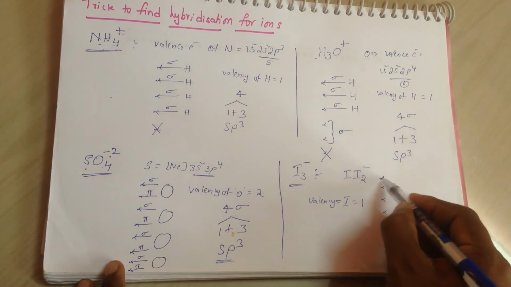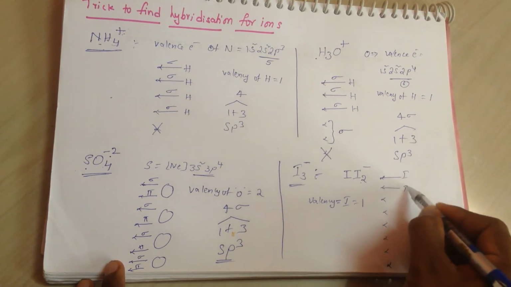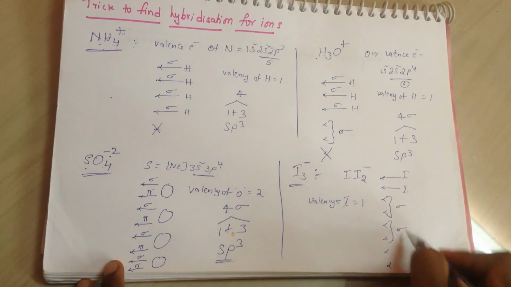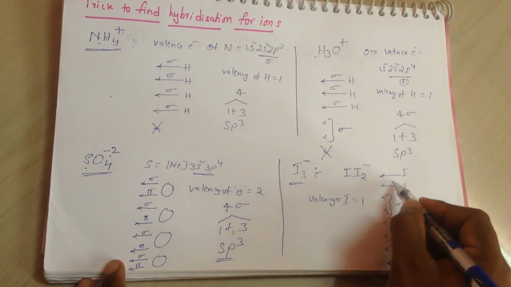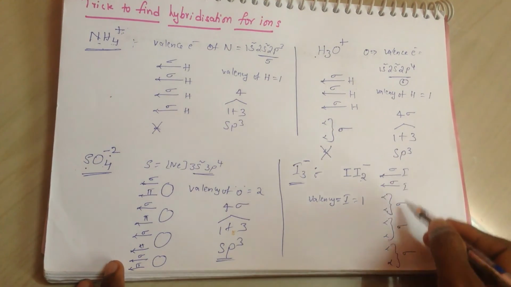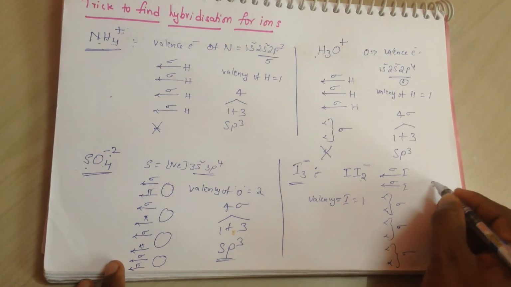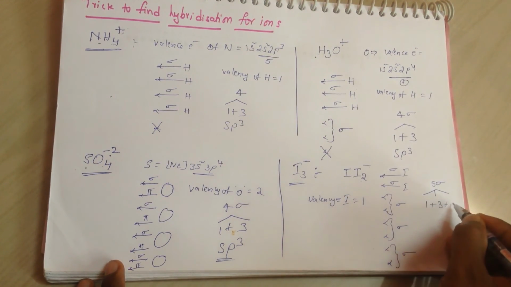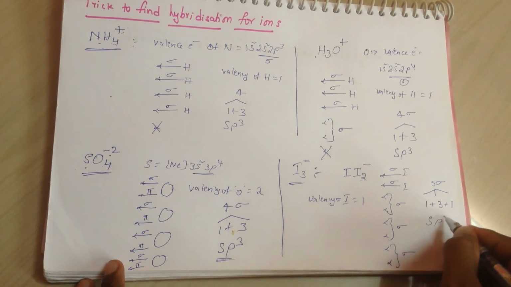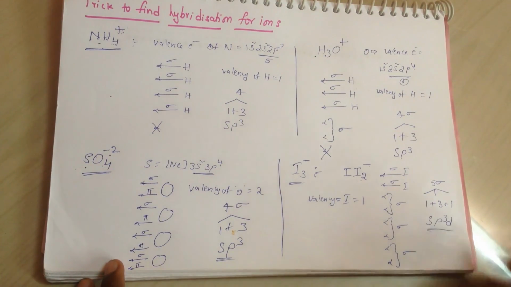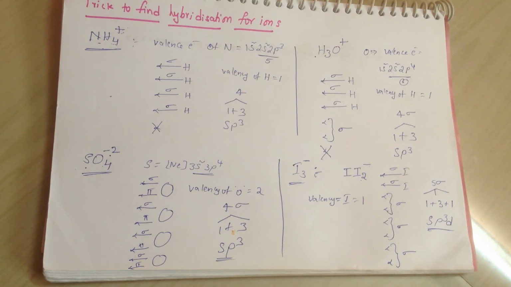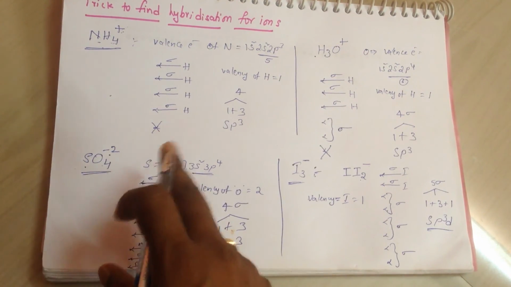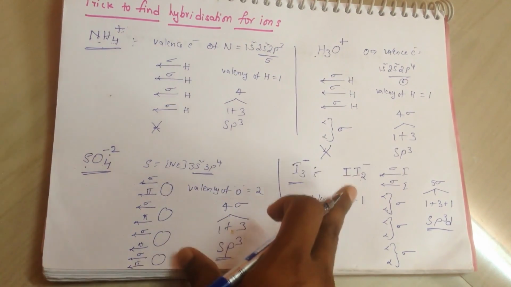Now what will happen? We have 2 iodine atoms attached, and the remaining 1, 2, 3. So there are 1, 2, 3, 4, 5 sigma bonds present. 5 sigma bonds means 1 plus 3 plus 1, that is sp3d hybridization. Is it clear, students? So in case of ions, how to find hybridization? This is the trick to find hybridization for ions.